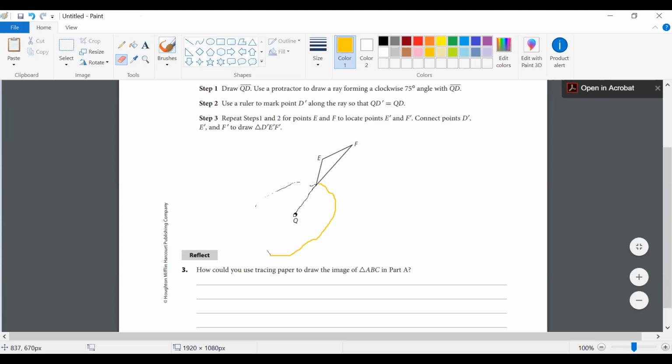The center on the center, the line is here, and then I have to measure 75 degrees and put my line. You understand? And then I have to get the ruler, measure the distance, again measure the same distance and put the point. And then do the same thing for E and do the same thing for F.